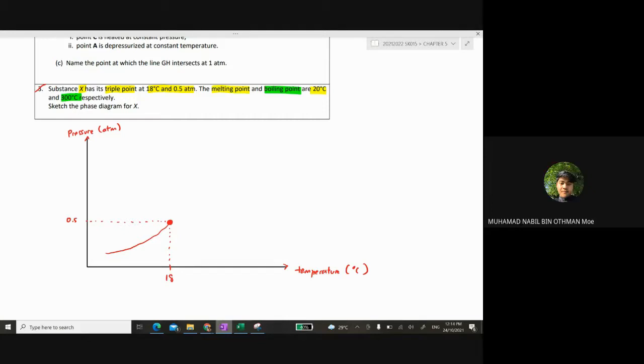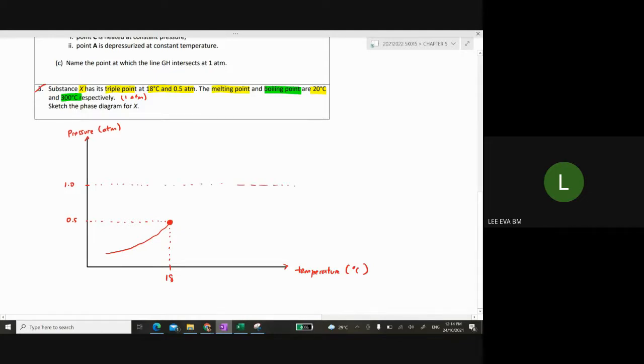Melting and boiling. Melting point. If you still remember, if the question doesn't mention the pressure of the melting point or boiling point, it occurs at which ATM? At 1 ATM. Since the question doesn't mention it, we have to recognize this happens at 1 ATM. So let me put over here my 1.0 ATM, and I just plot a dot so that I can see where I should plot my melting point.